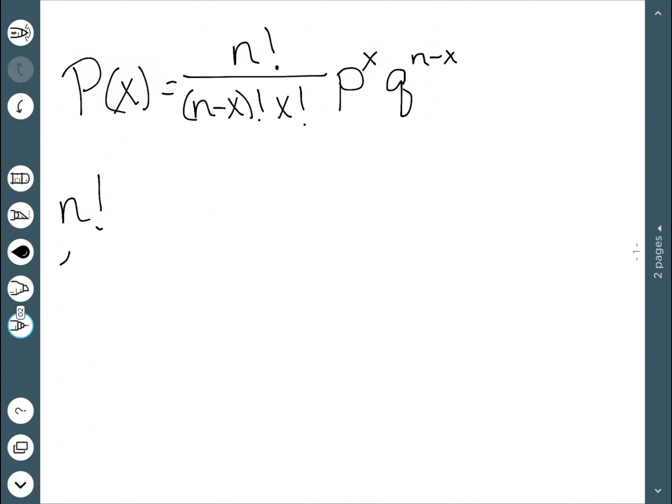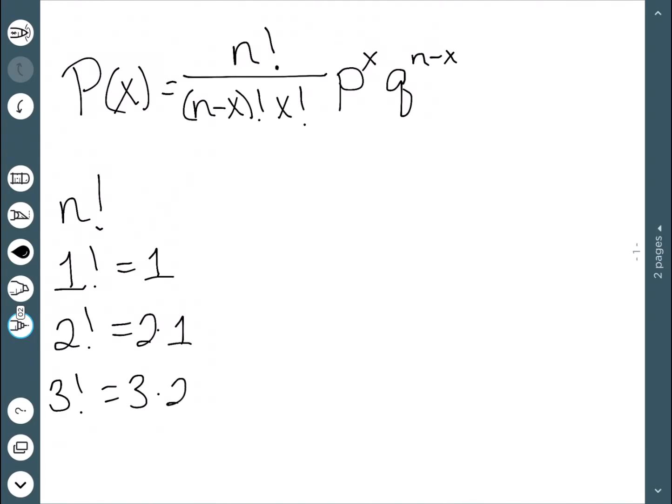Well, 1 factorial is just 1. 2 factorial is 2 times 1. 3 factorial is 3 times 2 times 1. 4 factorial is 4 times 3 times 2 times 1. And you can see how we can continue this pattern. So, like I said, this formula is super complicated. But we're going to do a couple of examples of this, and then we'll show an easier way to deal with these.